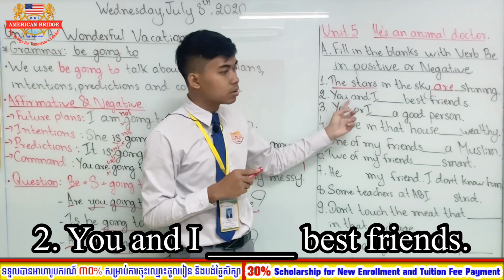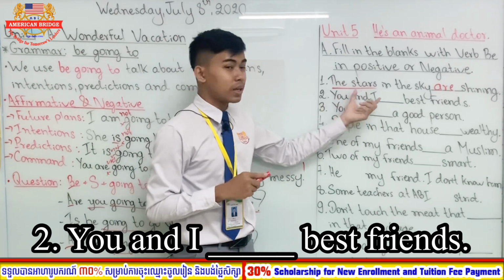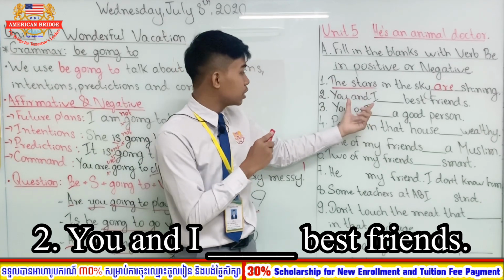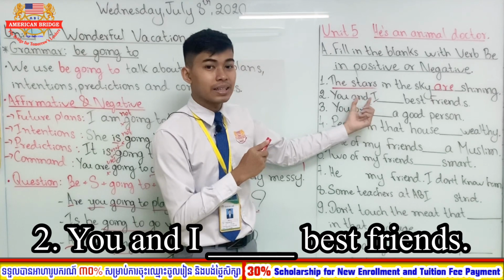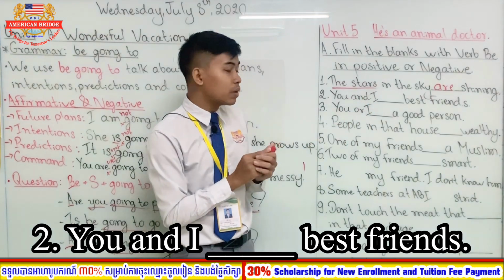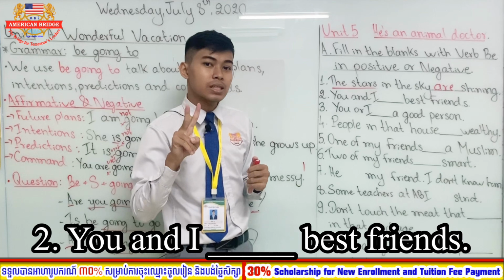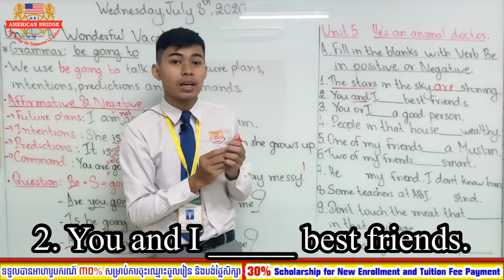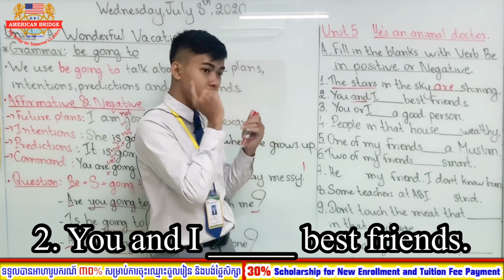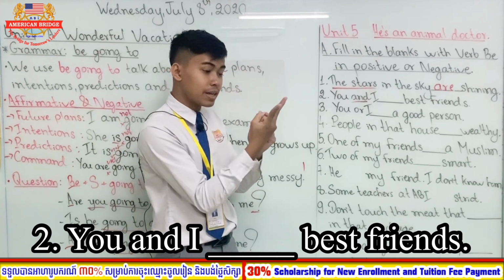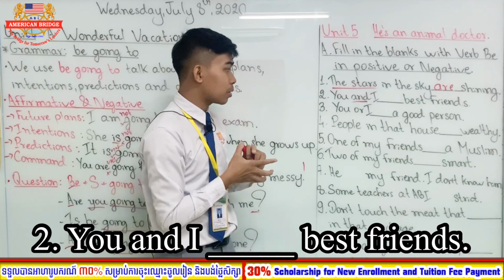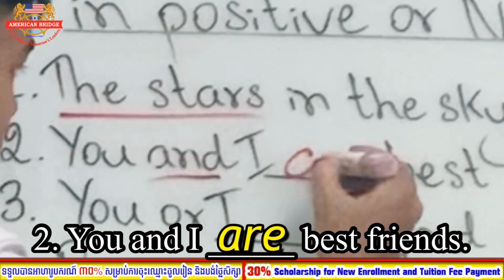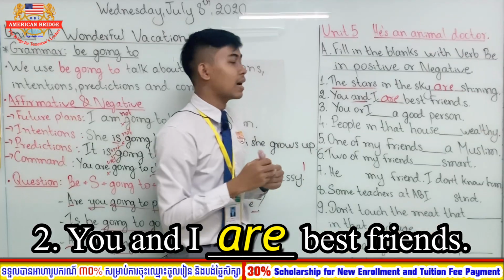Is it you, or is it I, or is it you and I? So the subject of the sentence is both, right? You and I. Remember, when there are two subjects in one sentence connected with the word "and", it means that it is plural, because you plus I, so there are two people, so plural. For plural we have to use "are". Okay, so: you and I are best friends.